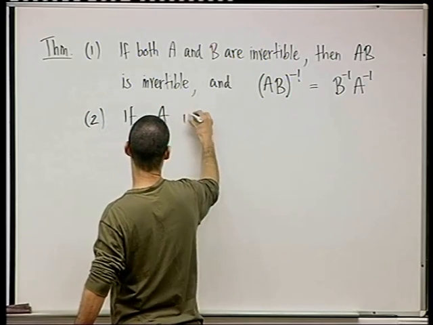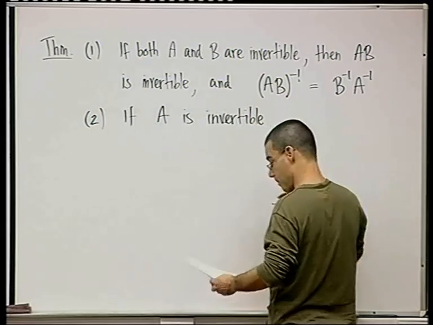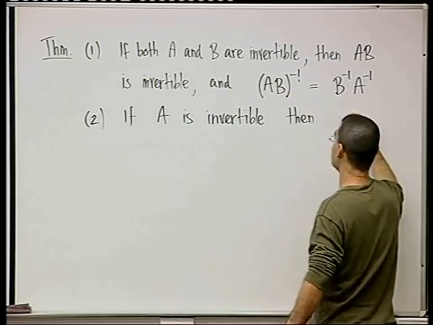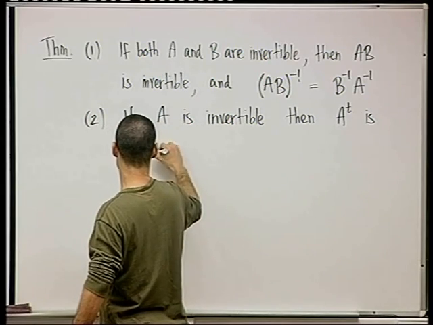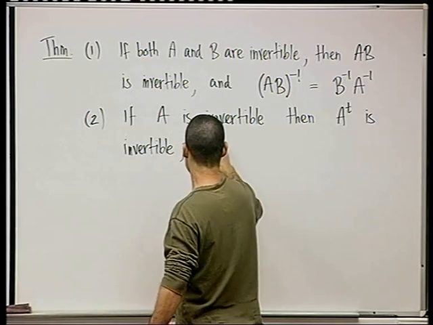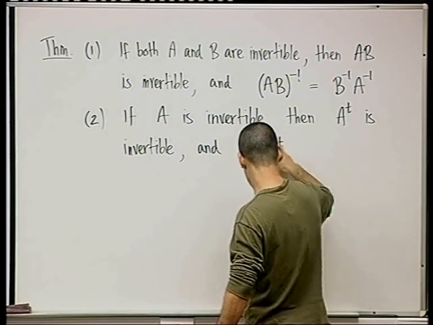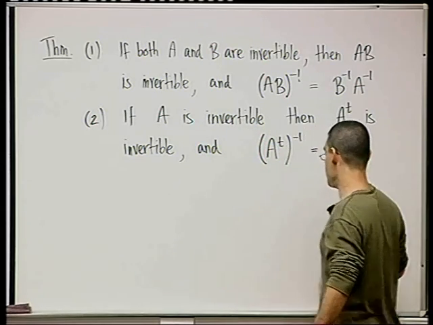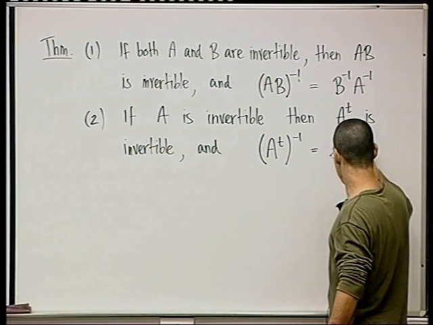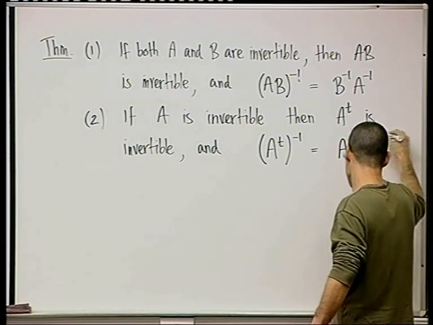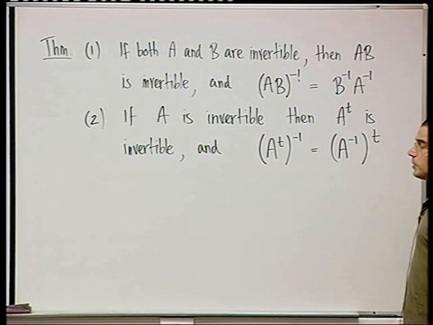Okay, and the second part of the theorem relates to the transpose. If A is invertible, then A transpose is invertible, and the inverse of A transpose, the inverse of the transpose matrix, is the transpose of the inverse matrix. Good? So how do we prove theorems like this?